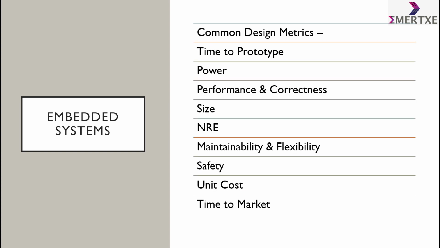The common design metrics included in embedded systems are time to prototype, power, performance, size, and NRE. NRE is non-recurring engineering cost, a one-time cost for making a microcontroller. Then maintainability and flexibility, safety, and unit cost. Unit cost is the cost of production copies, which does not include NRE obviously. And time to market: after you release, how much time do you have to market it.